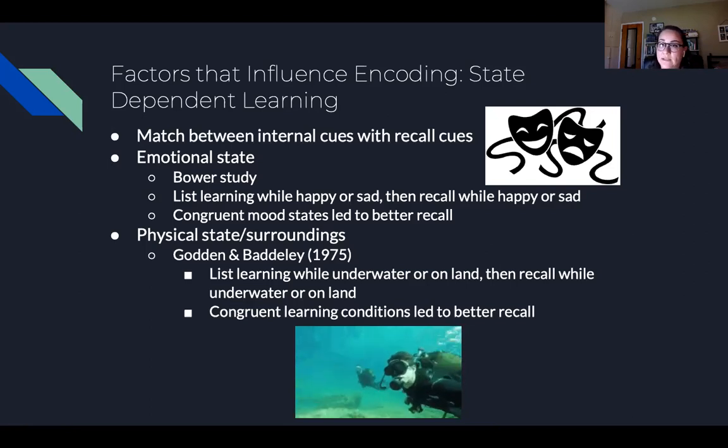And again, the recall conditions that matched the encoding conditions, that is, if you were underwater when you learned the information and underwater when you recalled it, was better than when there was a mismatch, if you were underwater when you learned and then on land when you tried to remember it.